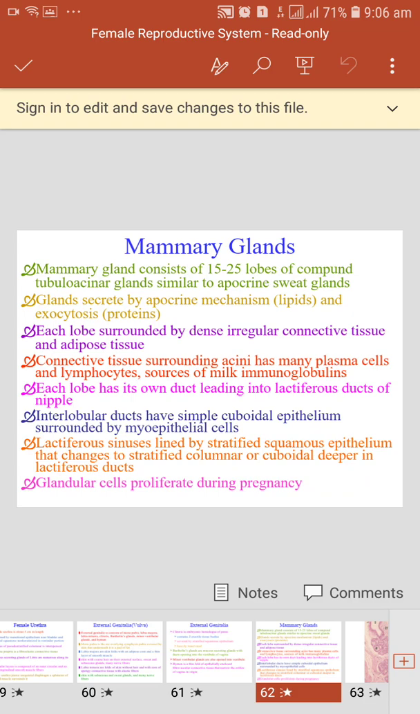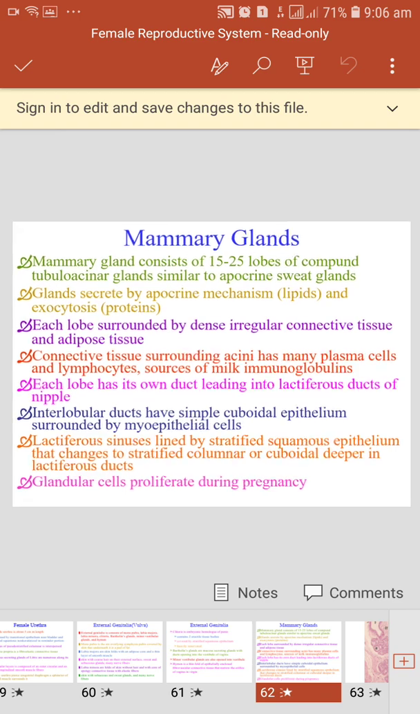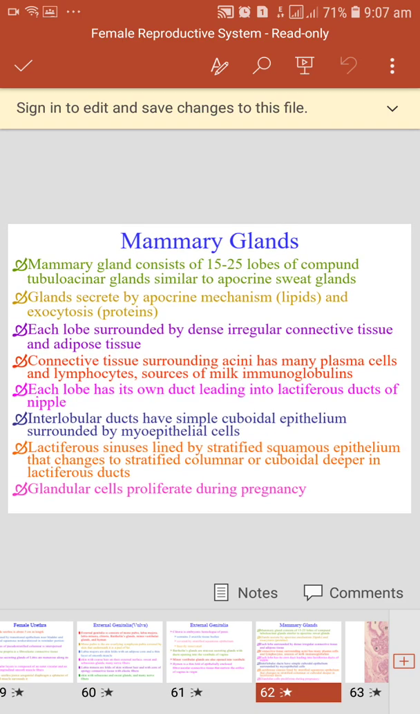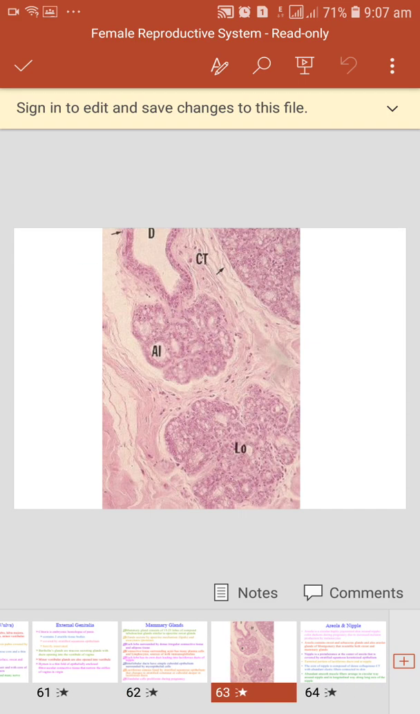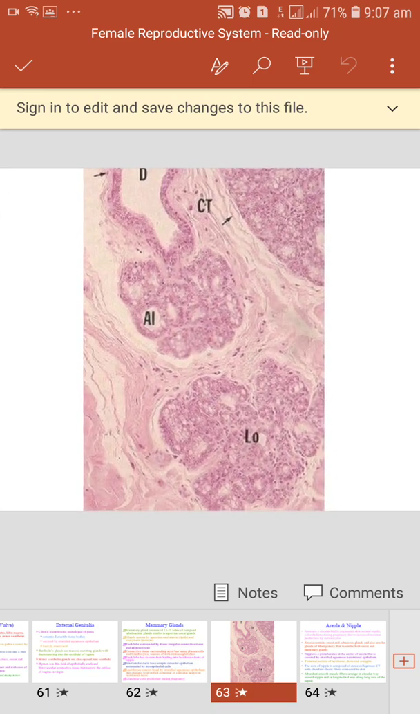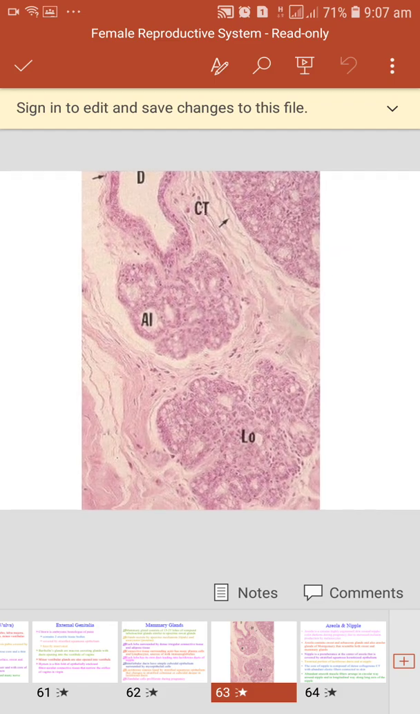Each lobe has its own duct leading into the lactiferous duct of the nipple. Interlobular ducts have simple cuboidal epithelium surrounded by myoepithelial cells. The lactiferous sinus is lined by stratified squamous epithelium that changes to stratified columnar or cuboidal deeper in the lactiferous ducts. Glandular cells proliferate during pregnancy. This is the diagram of the mammary gland. You can see here the different acini, covered by dense irregular connective tissue.